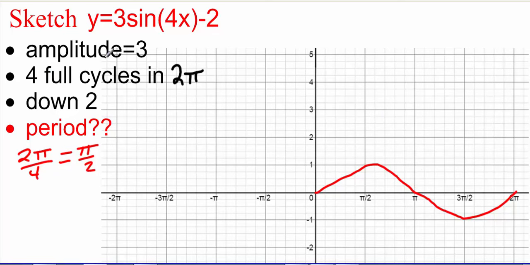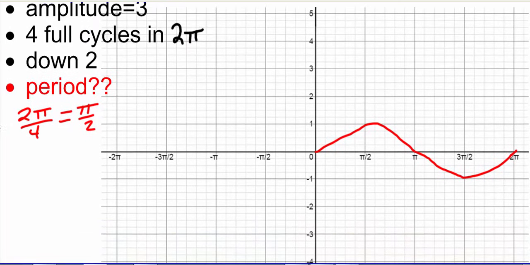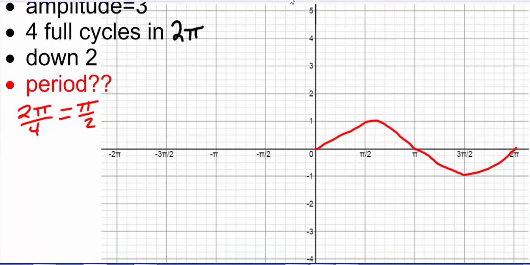But again, another important part is this here. I have to get 4 full cycles in that distance of 2 pi. So instead of this, I'm now going to have my graph go up, down, and back to this point, up, down, and back to this point. Again, that's the period, so I have to get a full cycle of the curve in that distance of pi over 2. And then again, and again, and again.